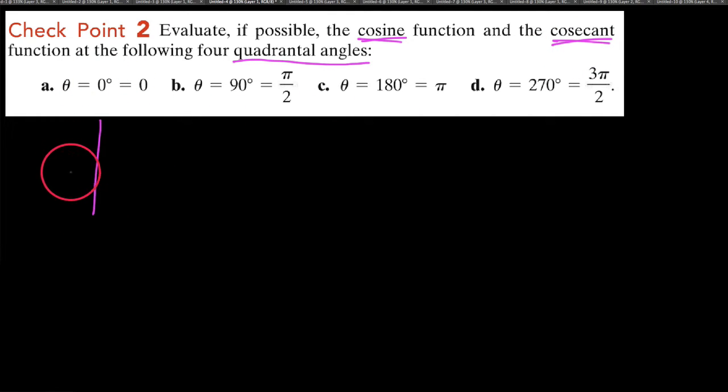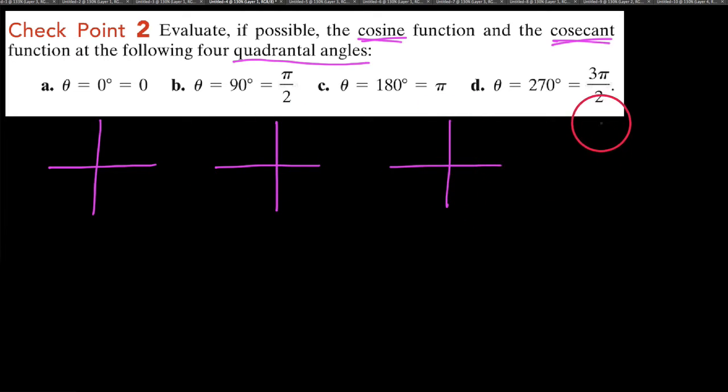And so in each of these instances, I'm going to kind of sketch a picture of what we have here. So our 0 degree angle, our 90 degree angle, our 180, and our 270. We could also see these in radians: 0, pi halves, 2 pi halves, which is pi, and 3 pi halves. Let's go ahead and sketch these.